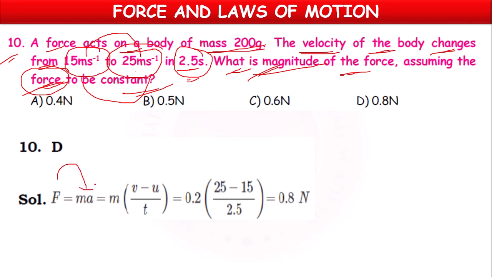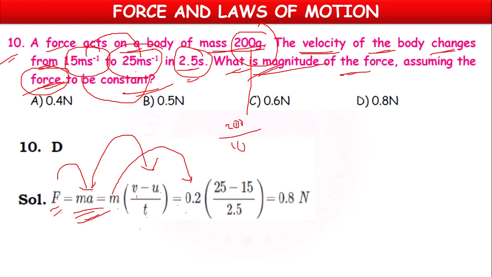We have the formula F equal to ma. The formula for calculating force is F equal to ma, where acceleration can be written as v minus u by t, the rate of change of velocity. So m into (v minus u) by t. In the place of mass, we can keep 200 grams, meaning 200 by 1000. If we divide by 1000, it converts into kgs, which is equal to 0.2 kg. So in the place of mass, we can keep 0.2 kg.